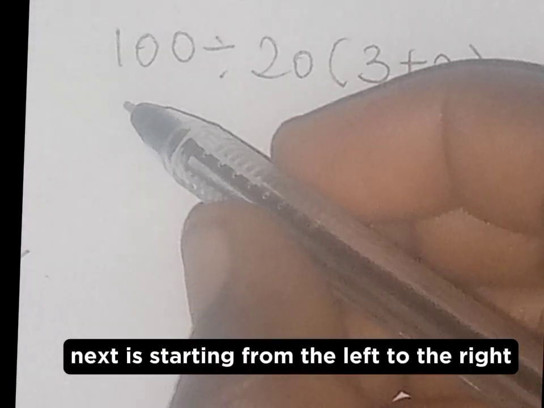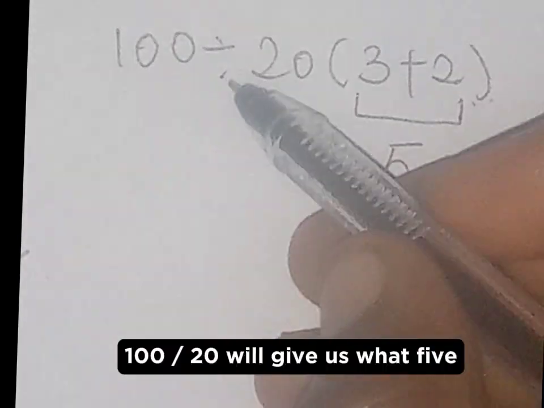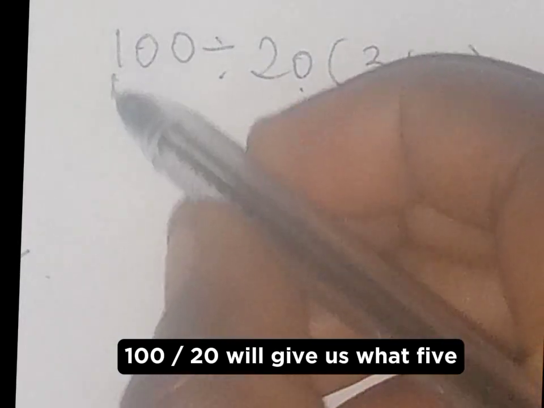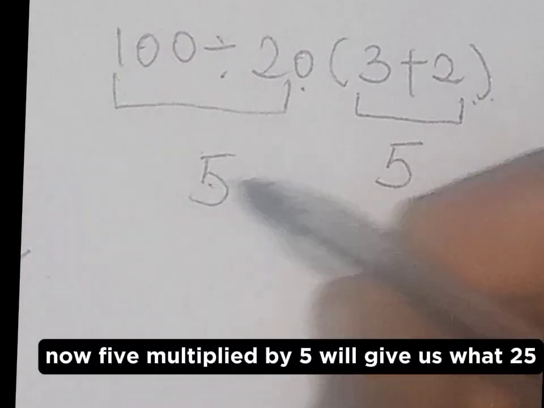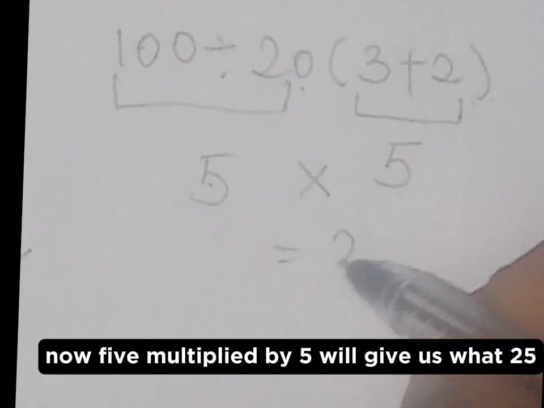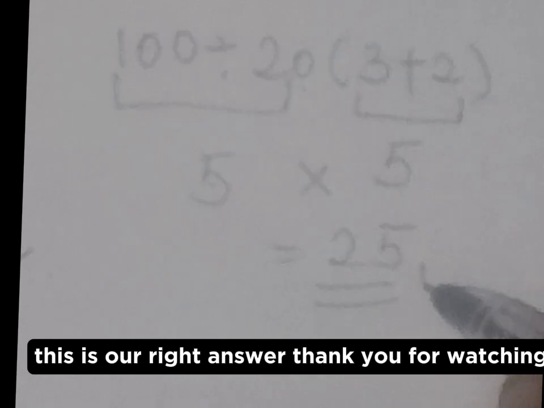Next is starting from the left to the right. 100 divided by 20 will give us what? 5. Now 5 multiplied by 5 will give us what? 25. This is our right answer.